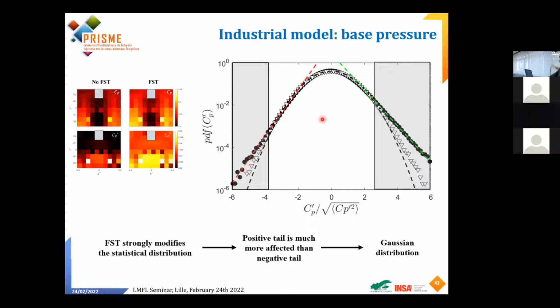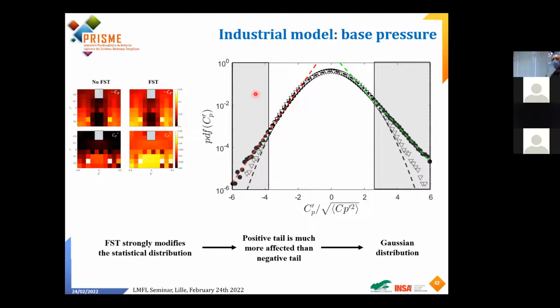And now, if I look at the same PDF as previously, what will happen? In black, you still have the PDF coming from the no free stream conditions, and in white are the values coming from the free stream turbulence condition. And we can see that we change quite a lot when we introduce turbulence. We change quite a lot the fluctuation on the positive part of my PDF, whereas the negative part is changed, but not so much compared to the opposite. And this is represented by this gray rectangle, just to show you that there is a difference in terms of effect.